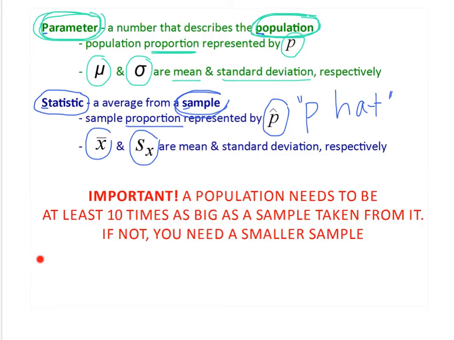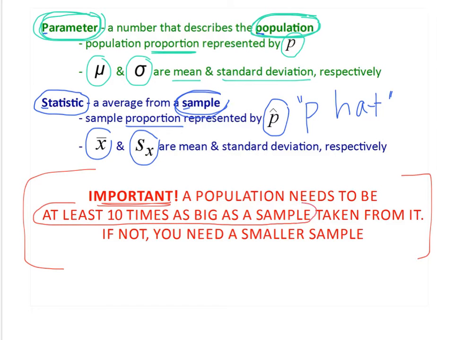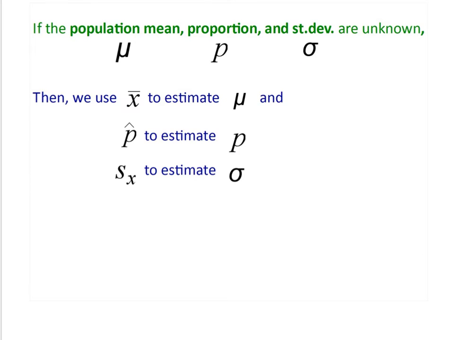So, important, big key point: a population needs to be at least 10 times as big as the sample taken from it. If not, we have to have a smaller sample. We will see this rule in place, but make sure you get this down. The population needs to be at least 10 times as big as the sample.